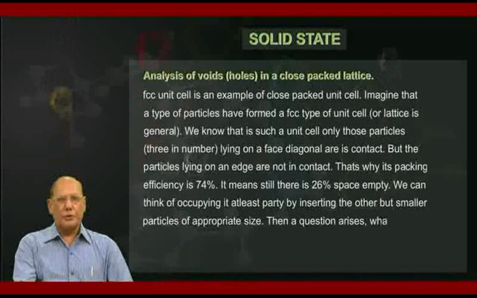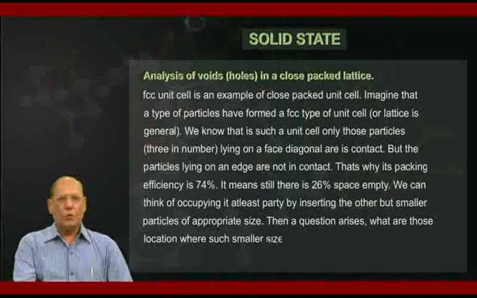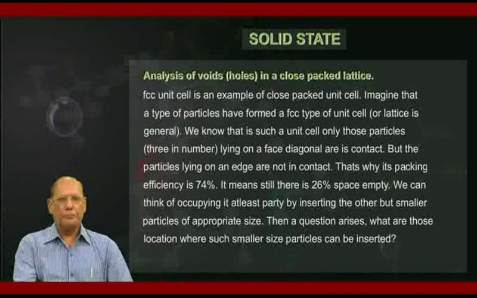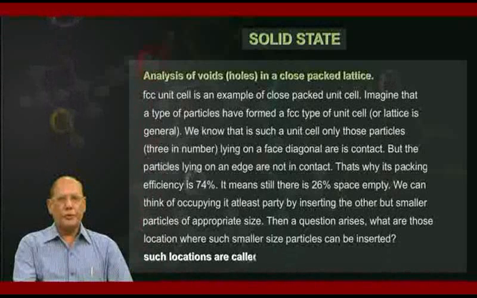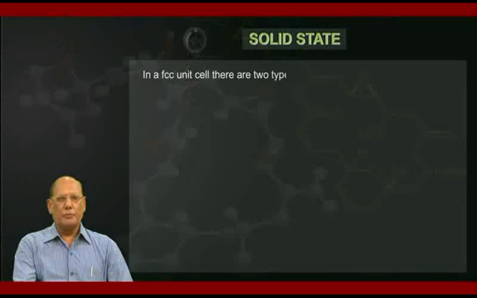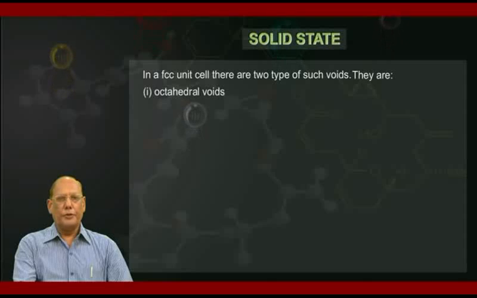Then a question arises: what are those locations where such smaller size particles can be inserted? Such locations are called voids or holes. In a FCC unit cell, there are 2 types of such voids. They are: number 1, octahedral voids; number 2, tetrahedral voids.